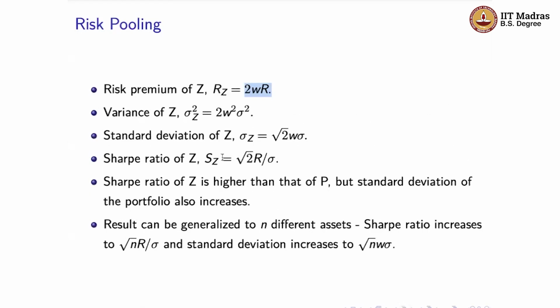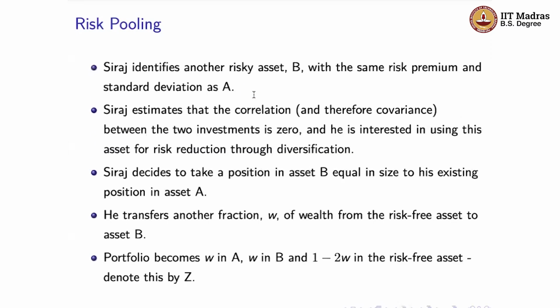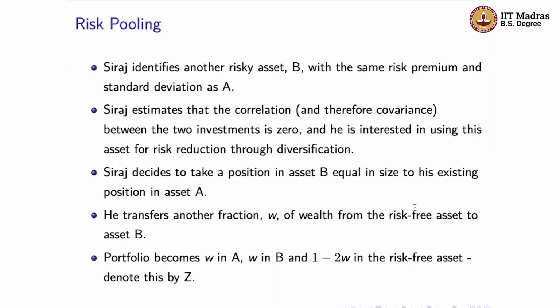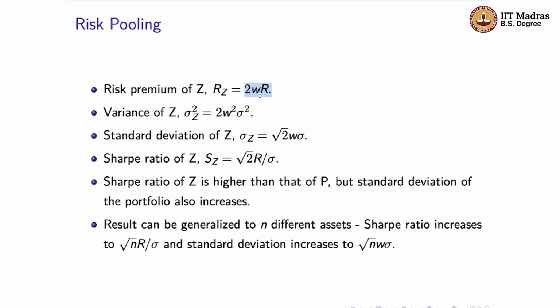So again, if we go from here, the reason why the Sharpe ratio is increasing is because you can see that the risk premium is increasing linearly, right? So earlier it was WR. Once you added in another asset, it became 2WR. And if you added in n different assets, it would have been nWR, right? But we can observe that the standard deviation is not increasing linearly, right?